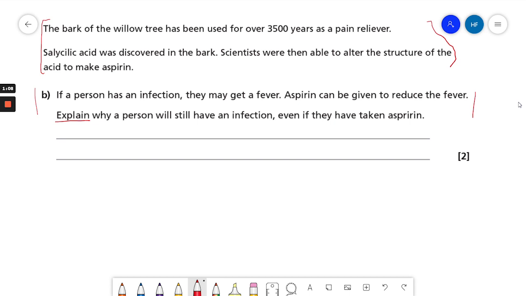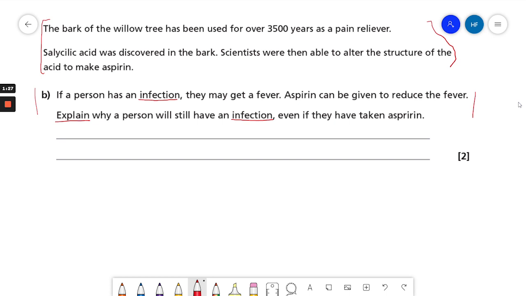Now let's underline other important information or scientific phrases in the question. I can see the word infection several times. We've got it here and here. What does that mean? Well, an infection is when a pathogen enters the body and causes disease.